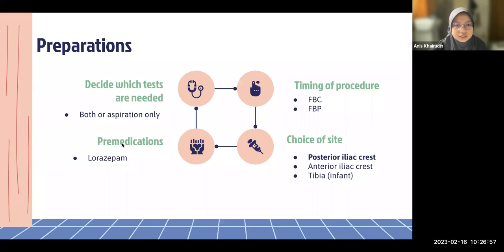And then for pre-medication, we can give the patient lorazepam to reduce anxiety and also for anterograde amnesia. I also read that in pediatric patients we will use general anesthesia, but again, I'm not sure if that is for all patients or just.